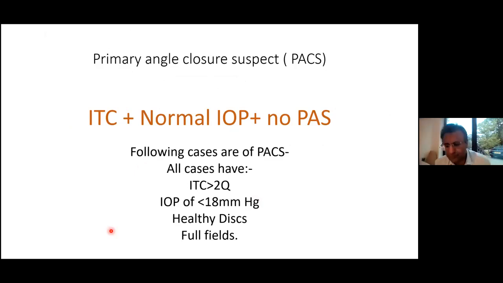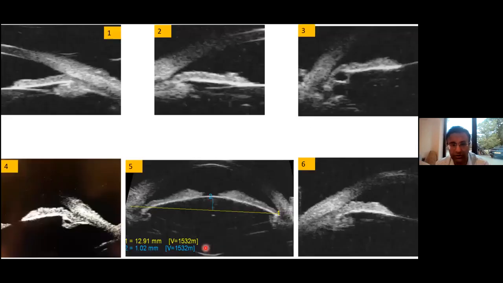Before I move further, I will now share 6 clinical cases. All of these are cases of primary angle closure suspect. That means all of them have more than 2 quadrants of positional ITC. All of them have pressures of less than 18. All of them have healthy discs, full fields, and no evidence of disease or glaucoma.